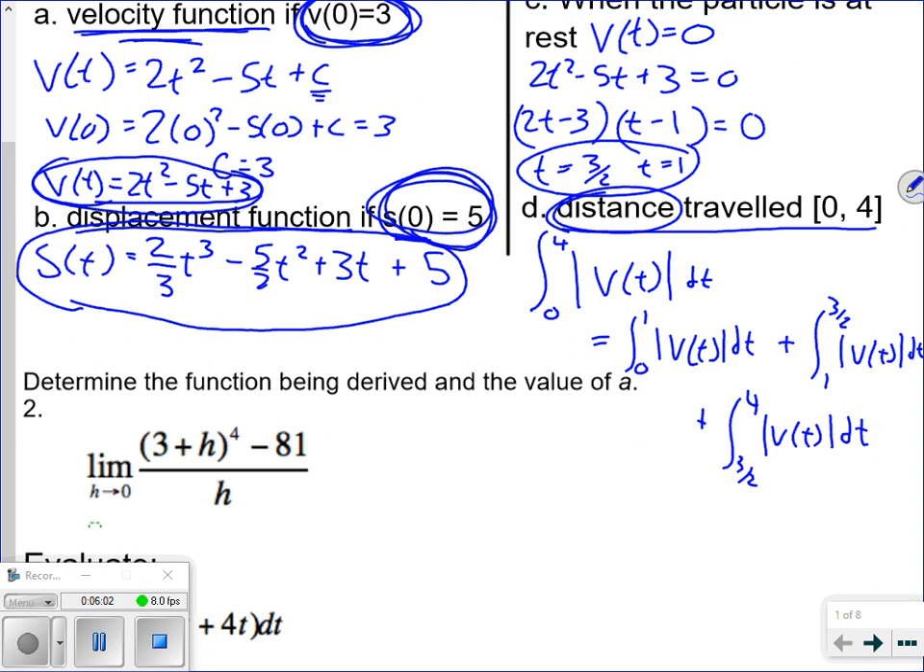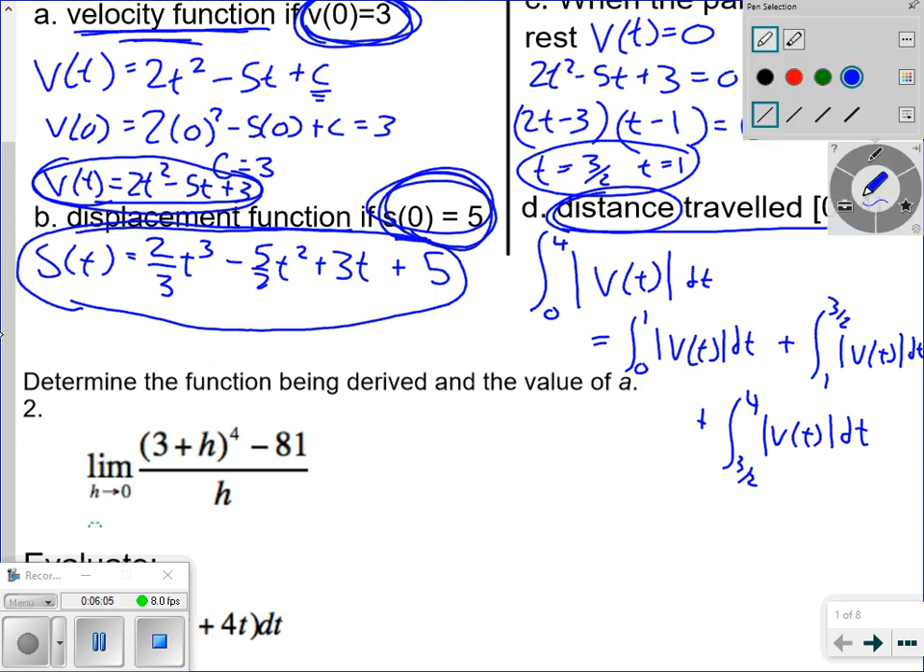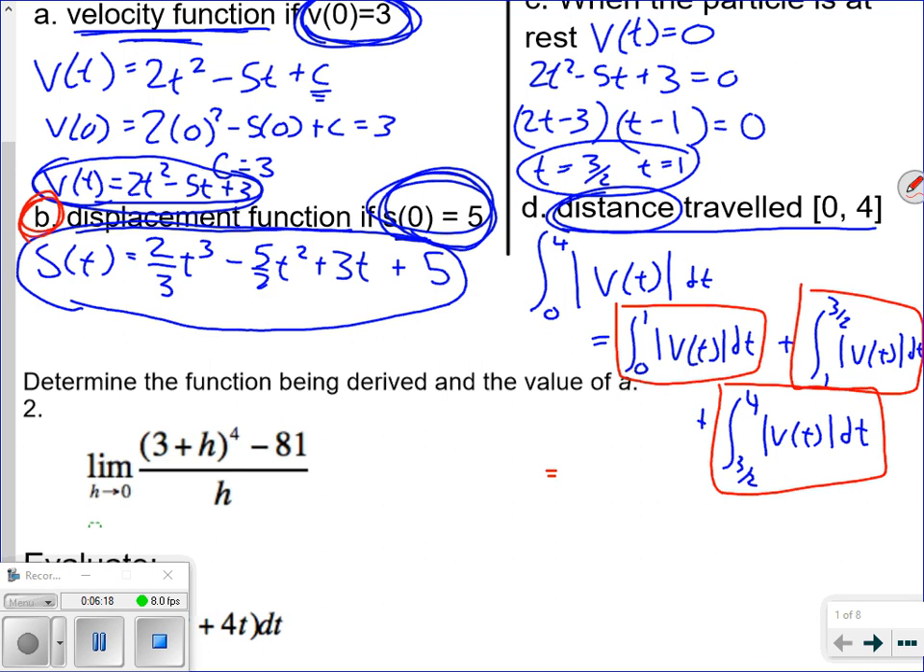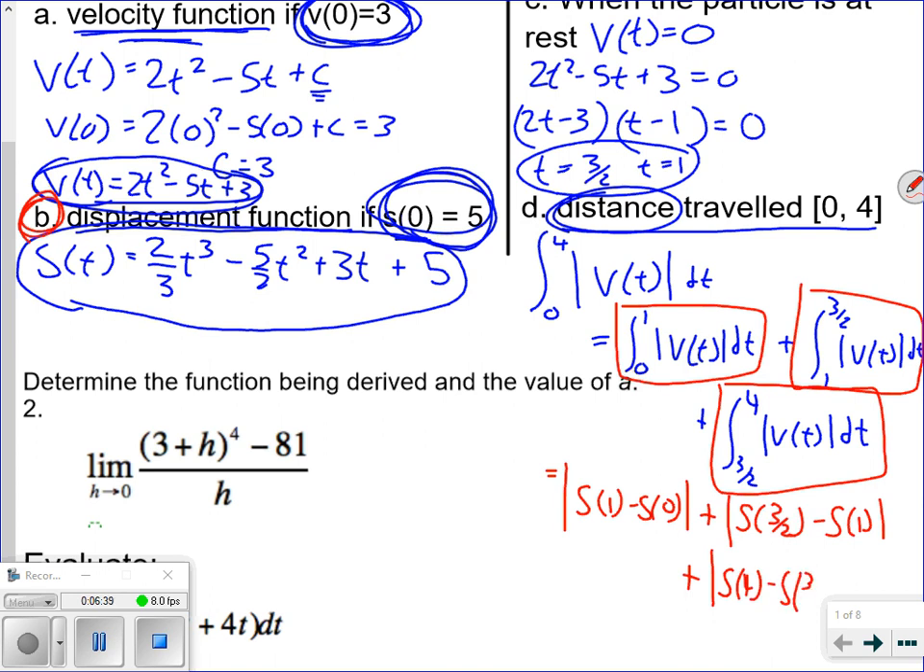Now the good thing is that we have already done the integration in part B. We know that the integral of velocity is position. So I'll write out kind of how this looks, but each of these pieces looks like this. The first part is the absolute value of s of 1 minus s of 0 plus the absolute value of s of 3/2 minus s of 1 plus the absolute value of s of 4 minus s of 3/2.